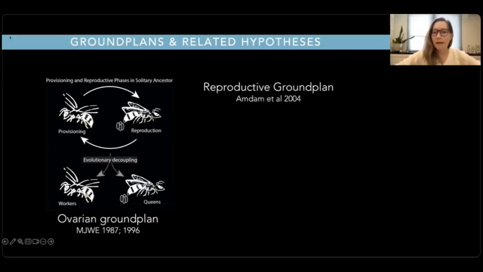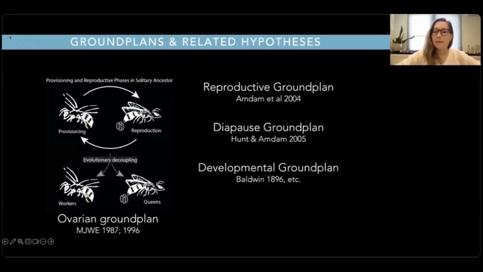including the reproductive ground plan, which can be used to further explain division of labor among workers, as well as the diapause ground plan hypothesis, which posits that the genes and the gene networks associated with diapause have been co-opted during the evolution of eusociality, as well as developmental ground plan hypotheses that suggest that developmental plasticity and variation during development is an important component of eusocial evolution as well.